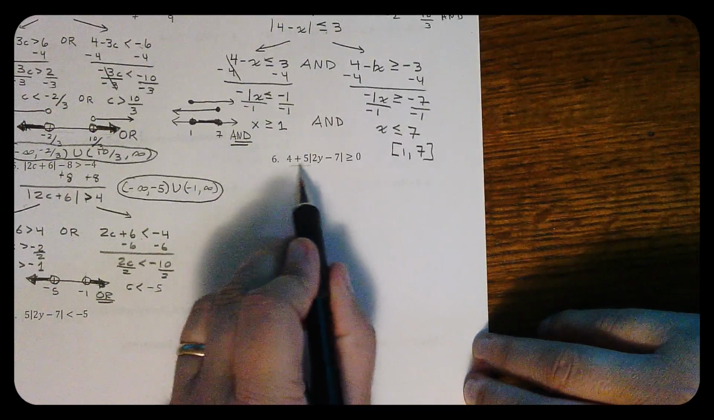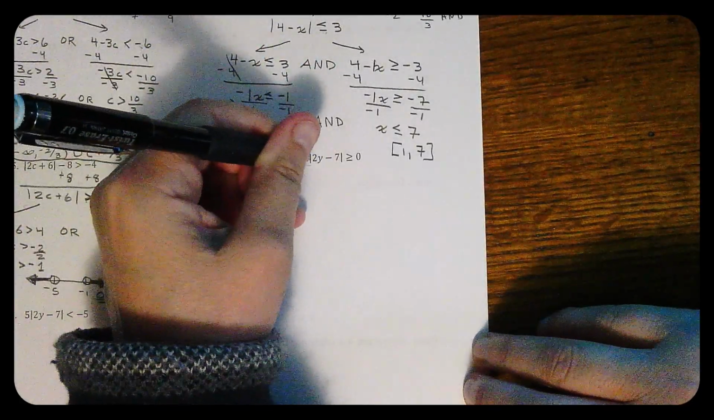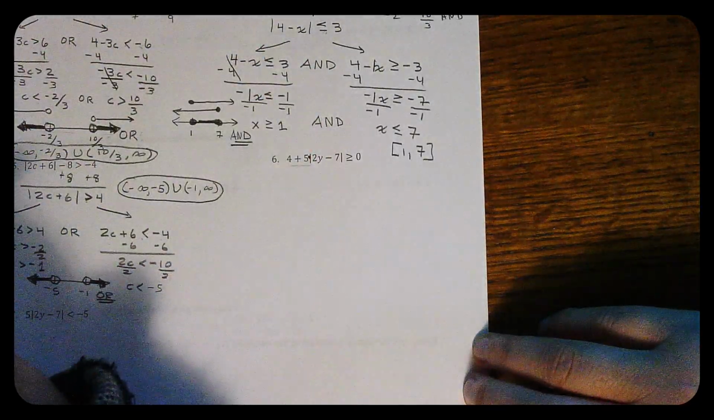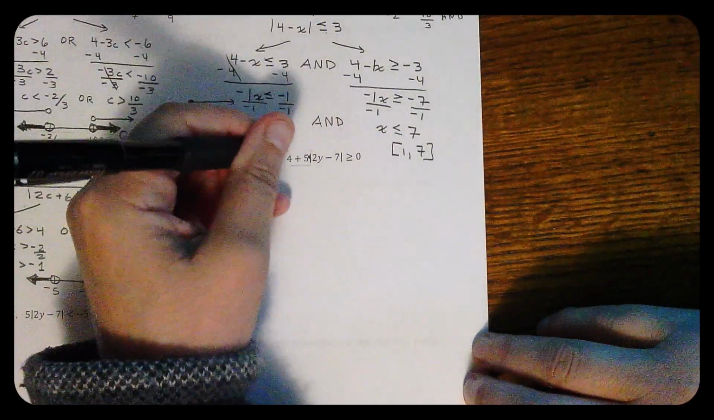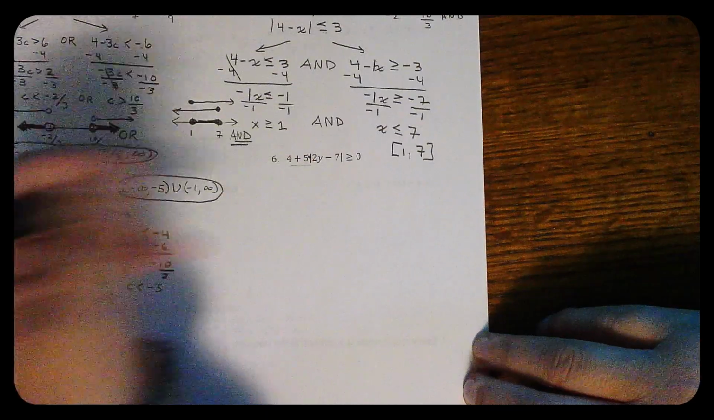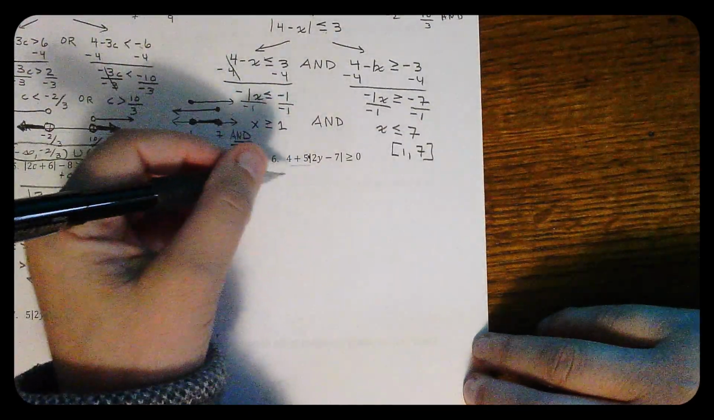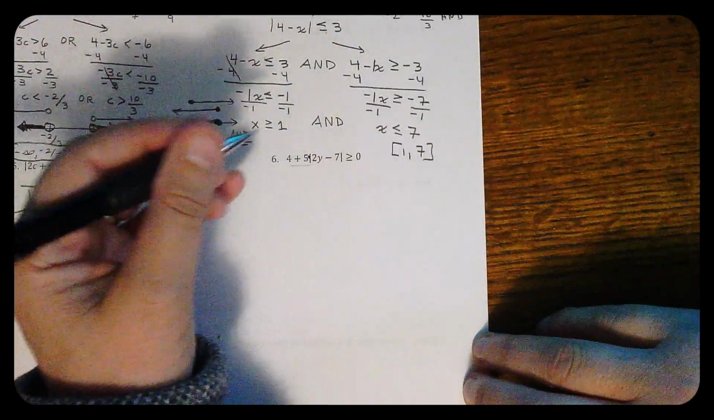That is so tempting for students. But remember, this is 4 plus 5 times the absolute value. You cannot add those together because PEMDAS says you would have to multiply first, which of course you can't. That doesn't mean you're going to be able to add. So what you have to do is isolate the absolute value.